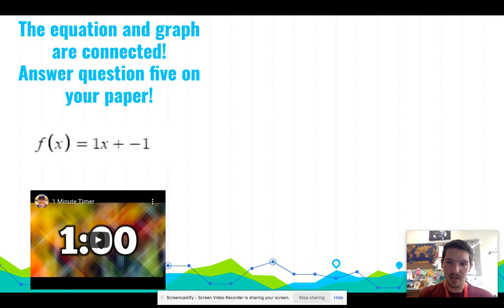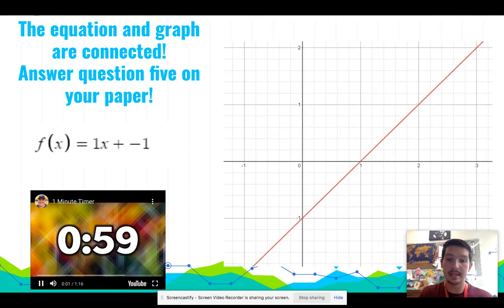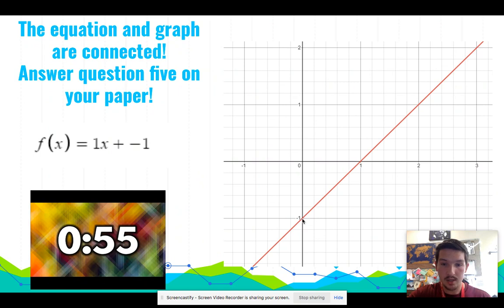So now that you're done with that collaboration, okay, I'm going to pop up this graph, and I want to see how close you were. So you should have gone something like this, okay? Notice how my line is crossing at -1 on the y-axis because our b is -1. So I put my first point.